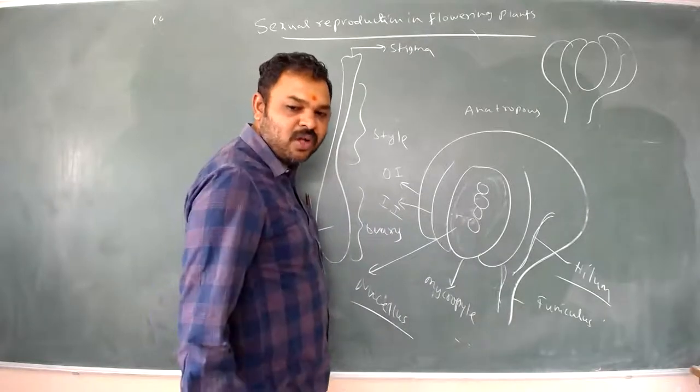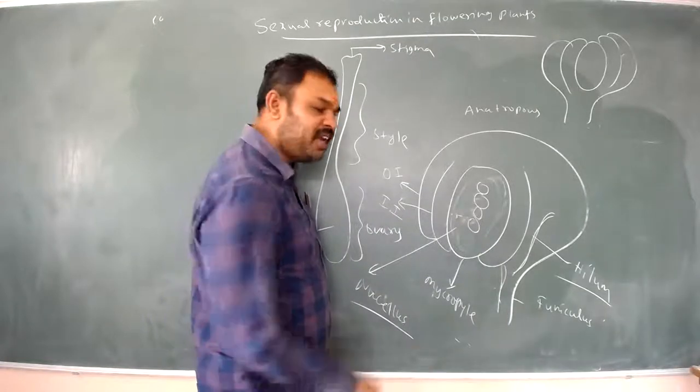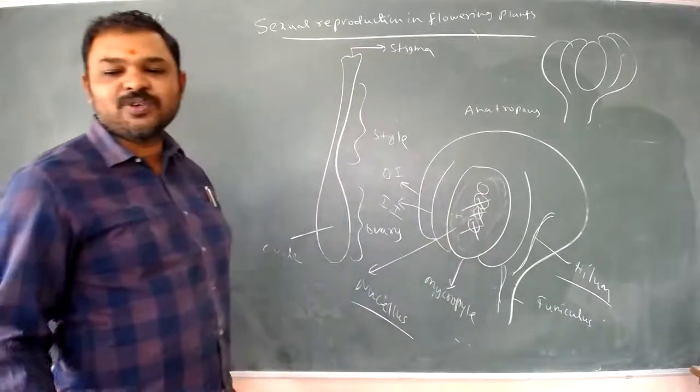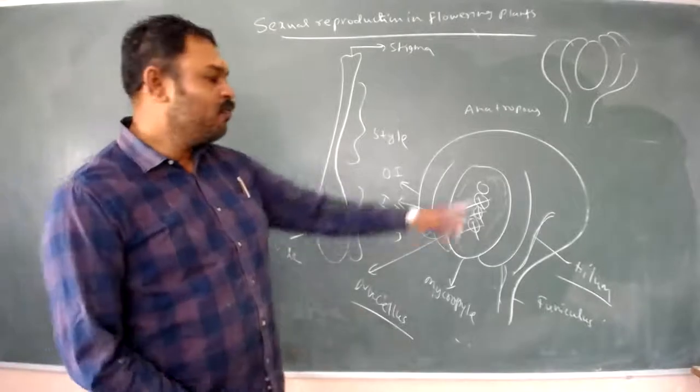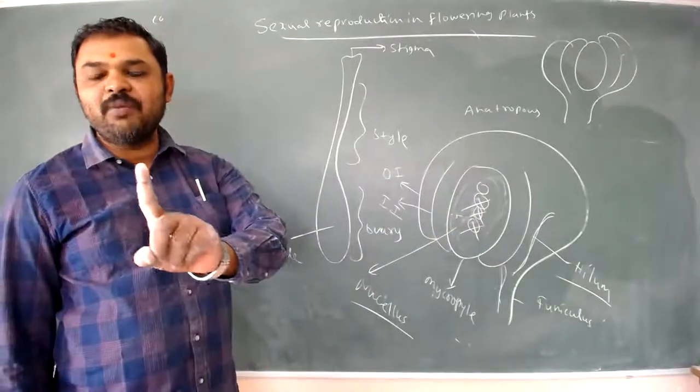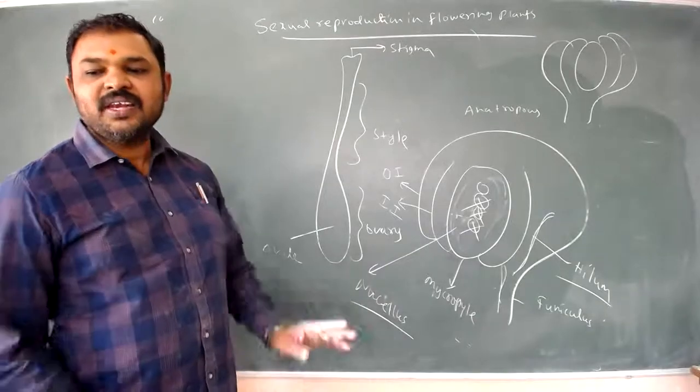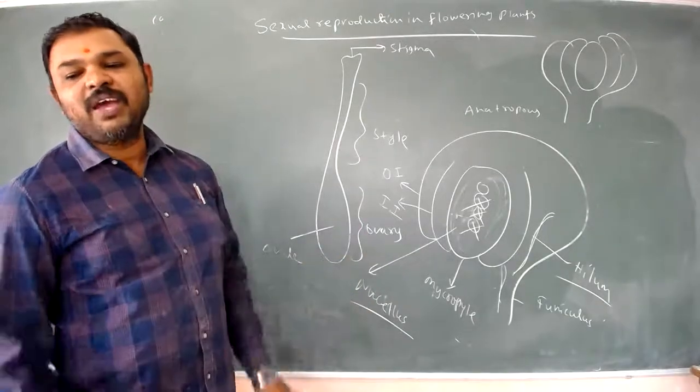4 macrospores. Of these 4, how many degenerate? This degenerates, degenerates, degenerates. 3 macrospores degenerate. How many are functional? Only one macrospore is functional. This functional macrospore, what is it developing here? It is involved in the development of the female gametophyte.